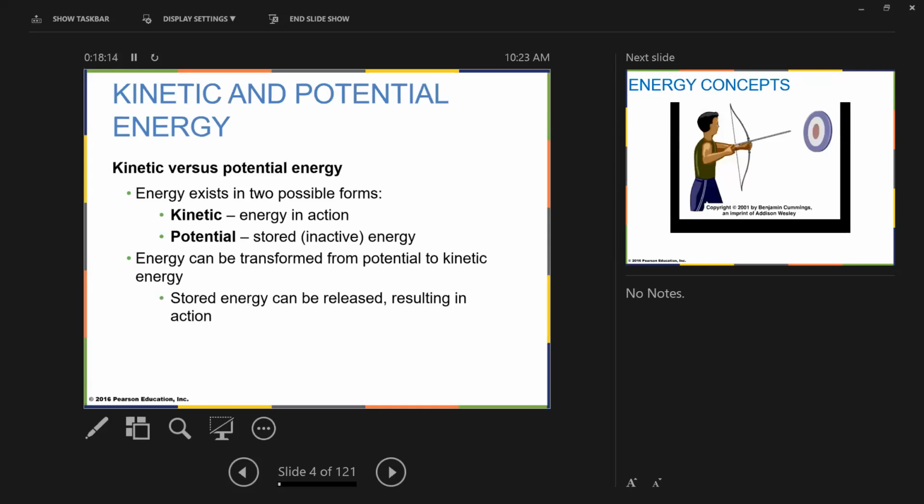Okay, what about energy's types? There are two types of energy: potential energy and kinetic energy. Potential energy is the old definition that still works: energy at rest. It is stored energy. It's what you put in your phone or your laptop. It's what you put into your gas tank. It's what you eat. Potential energy, the calories in the food.